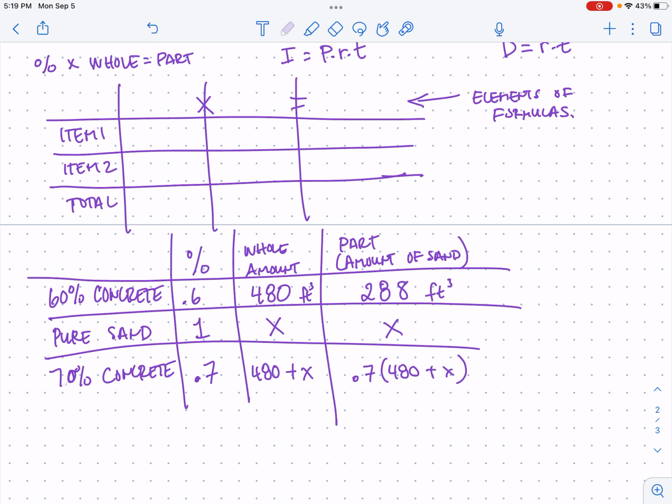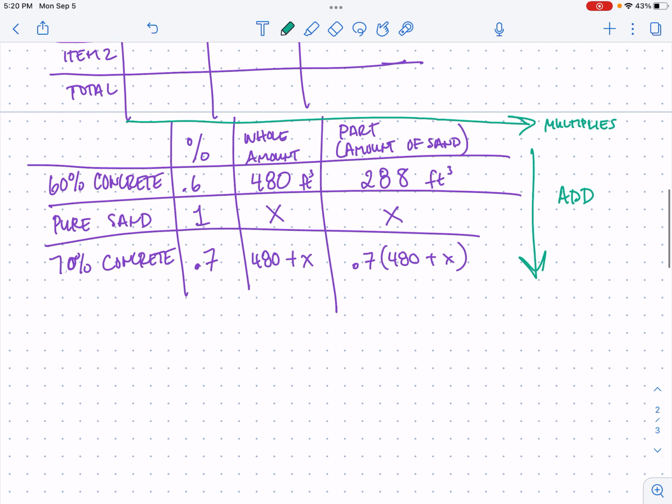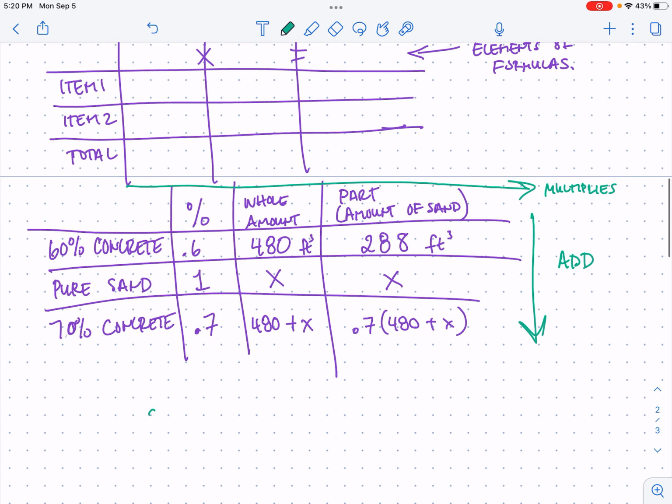All right, so far we've used the fact that we set up our table so that it multiplies across. The other thing we're going to use when we do these tables is the fact that typically they add going down. Now, notice the rates did not add. Percentages are not additive like that, but the amounts added together and the parts added. So we don't ever add anything that's a rate or a percent, but we can add amounts. And so what we end up with, by adding this up, is that 288, which was our 0.6 times 480, plus X has to equal 0.7 times (480 plus X).